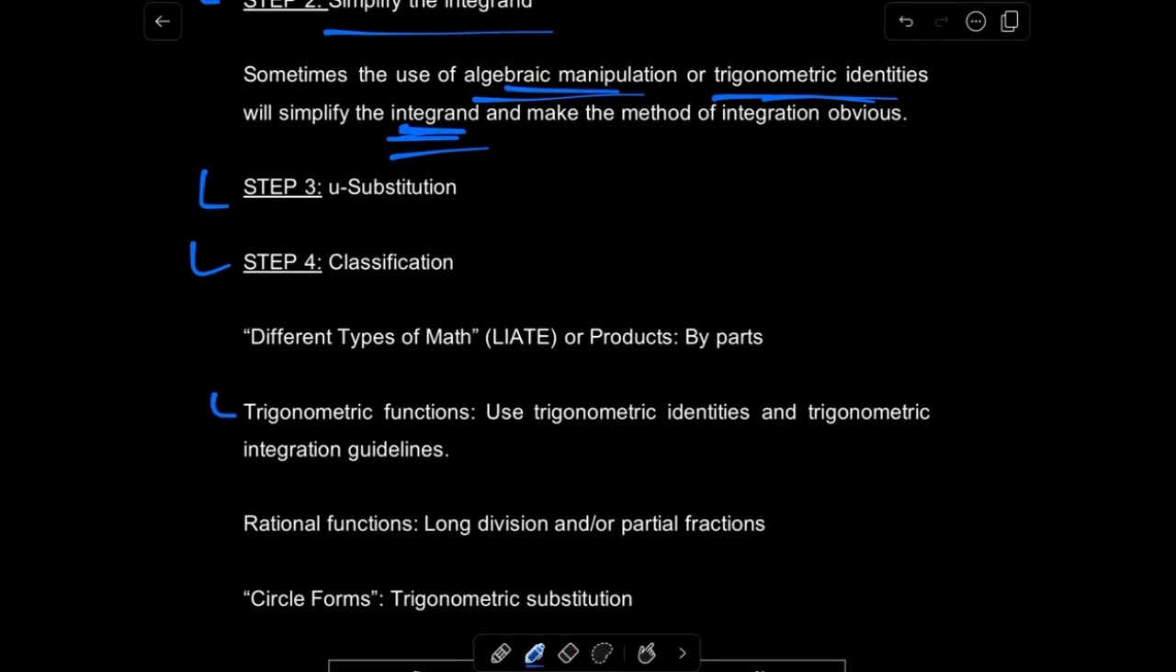Then if we have trigonometric functions that we need to integrate, we can try using trigonometric identities and the trigonometric integration guidelines that I covered. If we have rational functions, we should perform long division and or use partial fractions and integrate from there. Rational functions, remember, these are a ratio of 2 polynomials.